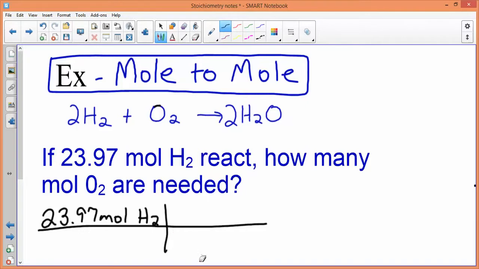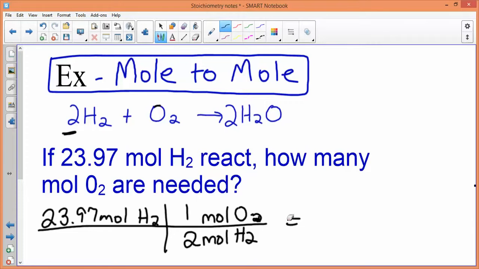Now I want to set this up as a mole ratio, moles of asked for over moles of given. Our given is hydrogen, and they ask us to find moles of O2. So we'll put what we're looking for on top, moles of oxygen, and we'll put what we are given on bottom, which is moles of hydrogen. I get the numbers from the coefficients. Oxygen in the equation does not have a coefficient, so 1 is understood there. So 1 mole of oxygen reacts for every 2 moles of hydrogen. So it reacts in a 1 to 2 ratio.